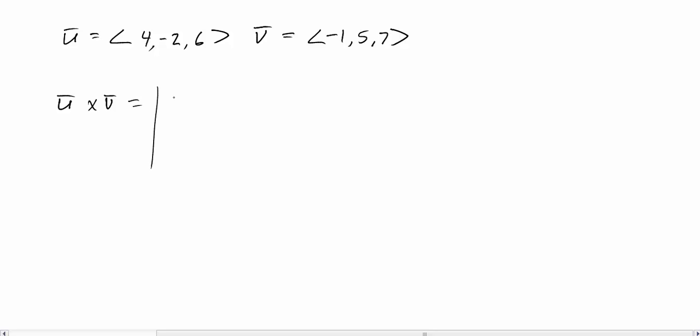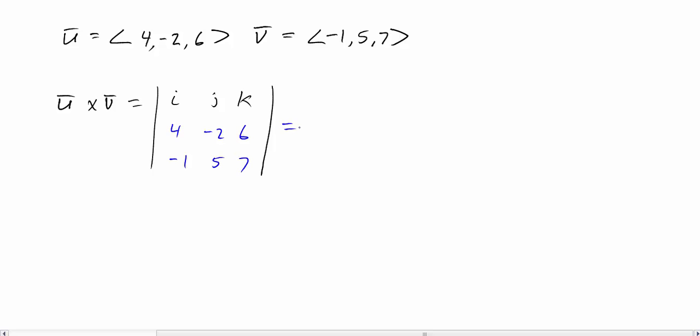So let's apply this to an example here. Let's say that we have the two vectors u is equal to <4, -2, 6> and v is equal to, let's say, <-1, 5, 7>. And if we want to find u cross v, once again, this is going to be equal to the determinant of the i, j, k. And then we're going to write down our vectors here. We would have 4, -2, 6, -1, 5, and 7.